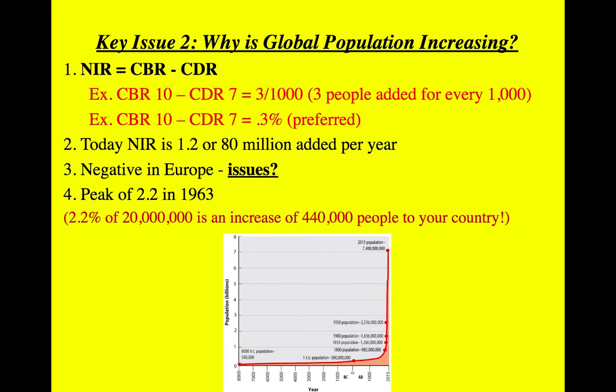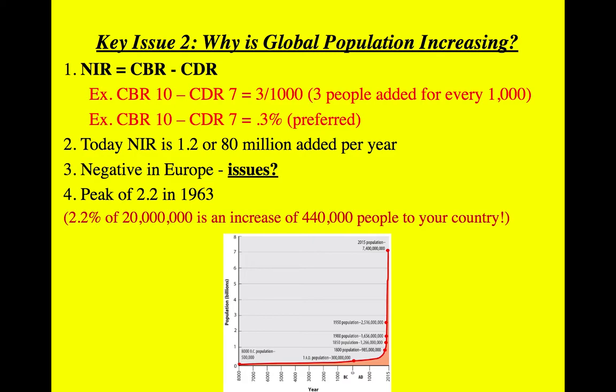Remember that 0.3% or 3 per 1,000, that's actually pretty low, and that's pretty good actually. Remember, these are the statistics that are kind of deceiving. The NIR of the world today is 1.2%, and you say, well, 1.2%, that's like nothing. But that's 80 million people added to the planet every year. Next year, we're adding another 80 million. So just keep in mind, you want to be below 1% typically.